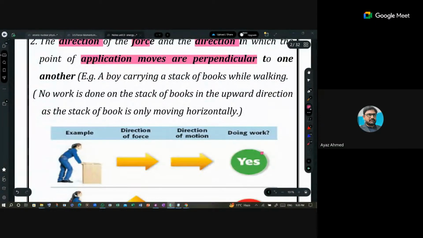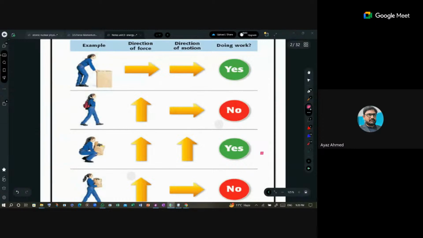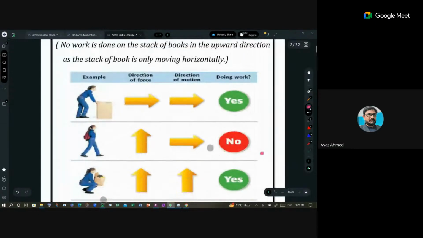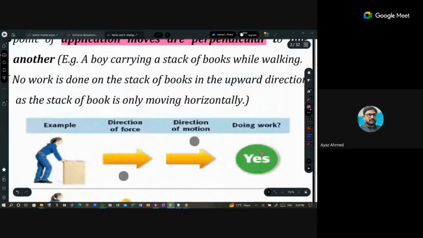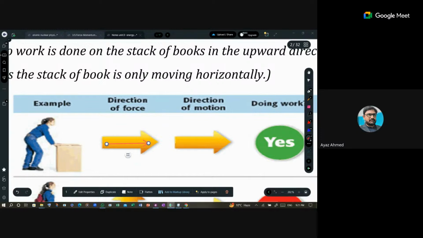So here I have some diagrams for you, some examples in front of you. In diagram number one, there is a girl and she has a box in front of her, and she's applying some force. This is the direction of force, and then the direction of motion is the same.